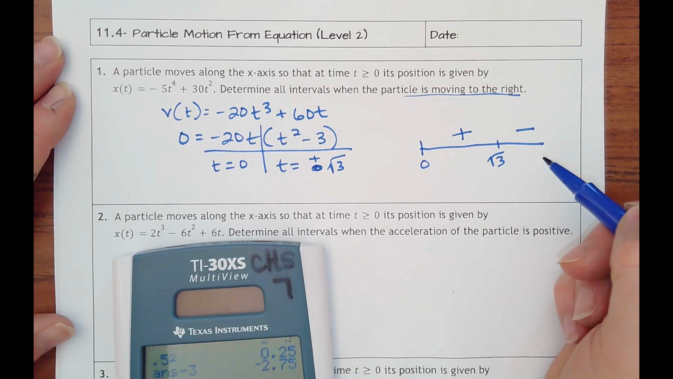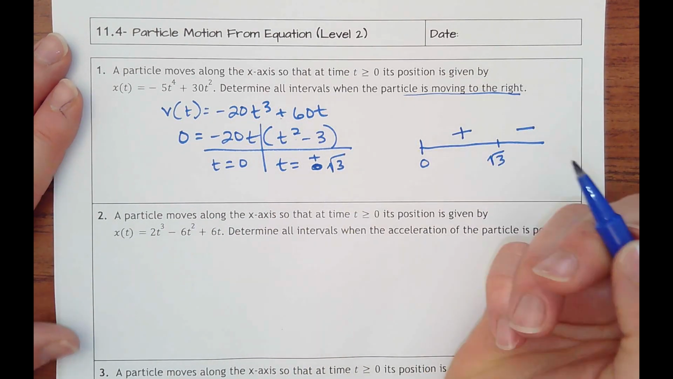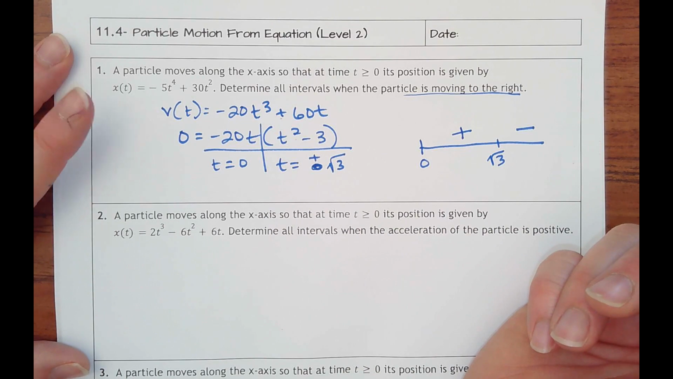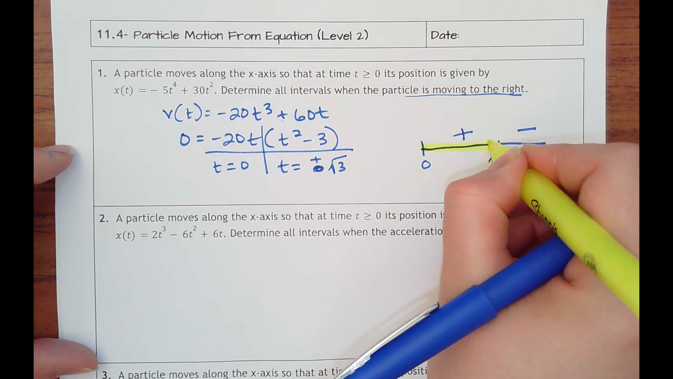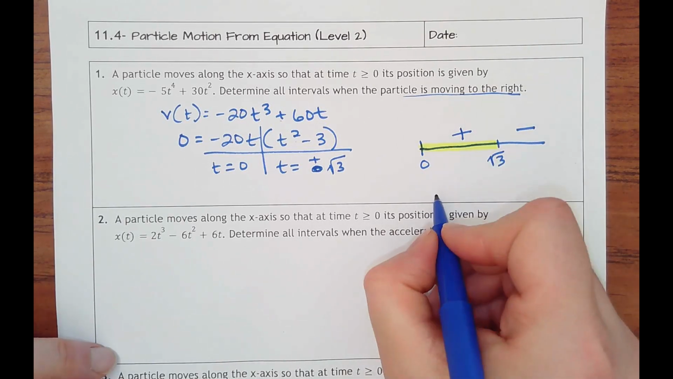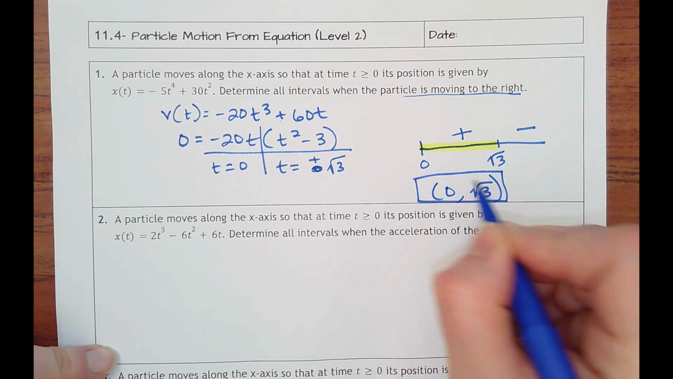So negative times a negative makes it positive, because there wasn't a multiplicity of 2 on the outside of the factor. So where is the particle moving to the right? Where our velocity is positive. So we would say between 0 and square root of 3. And I would not round that radical, I would leave it.